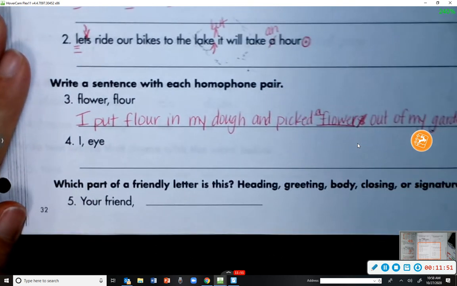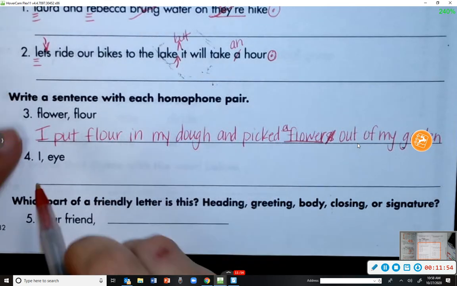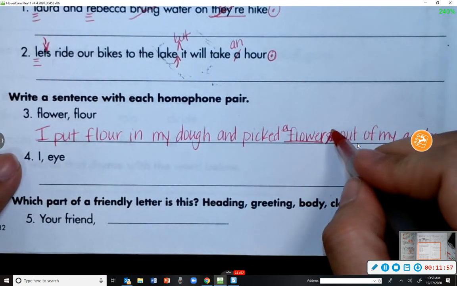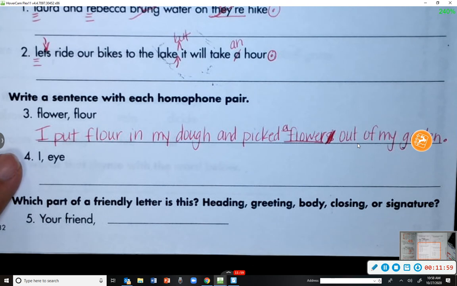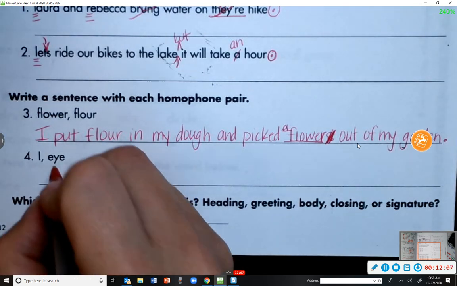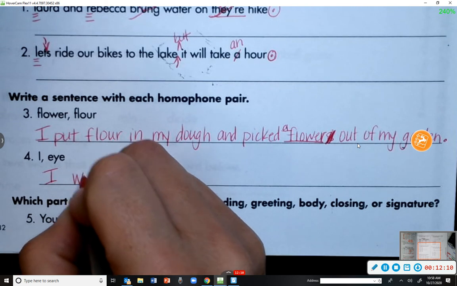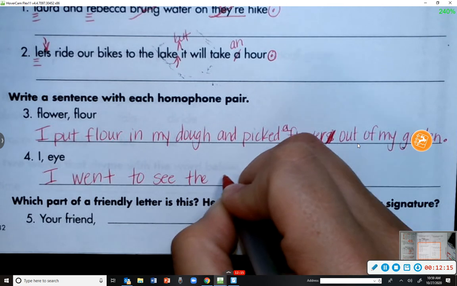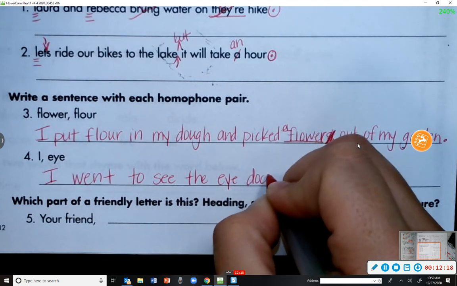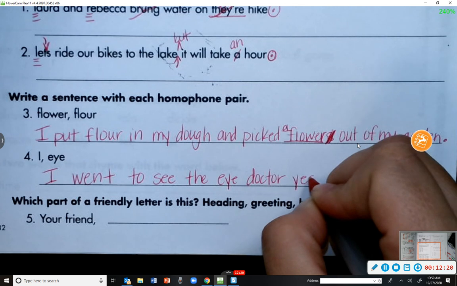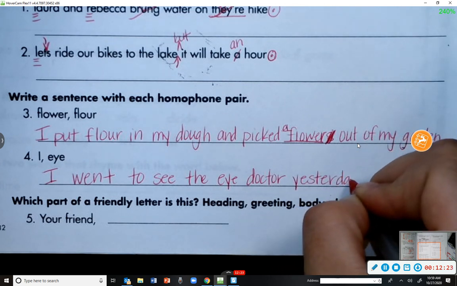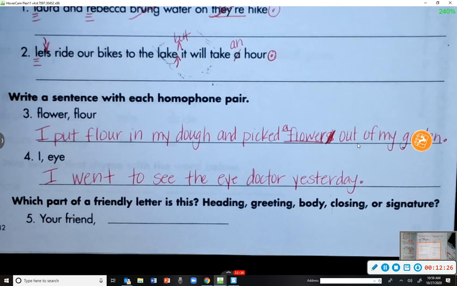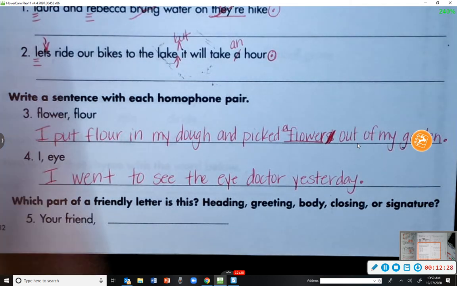Very good. Okay, I and eye. Okay, Kelsey, what'd you put there? I said I went to see the eye doctor yesterday. Very good. I went to see the eye doctor yesterday. And I wrote I love to sing every day.